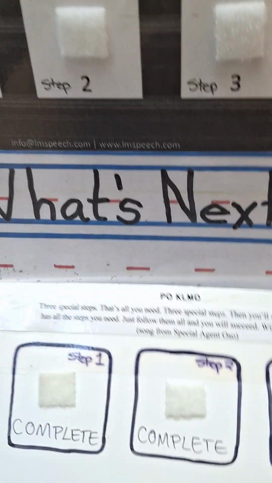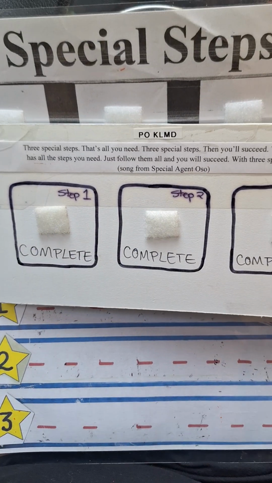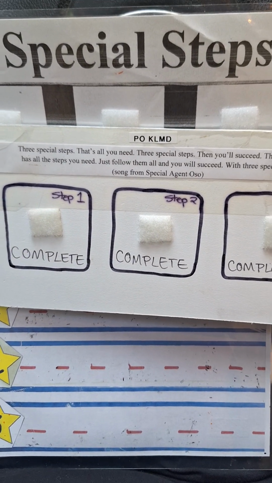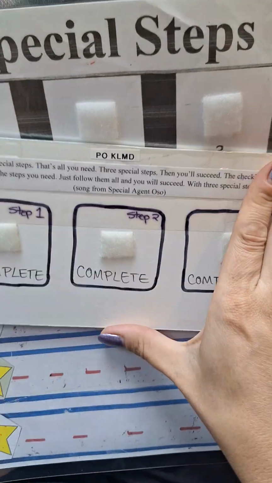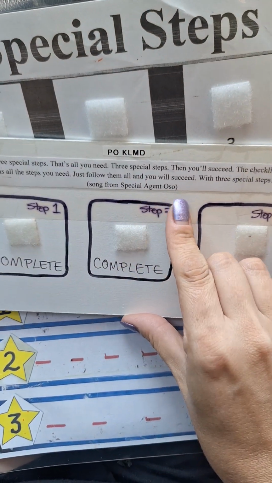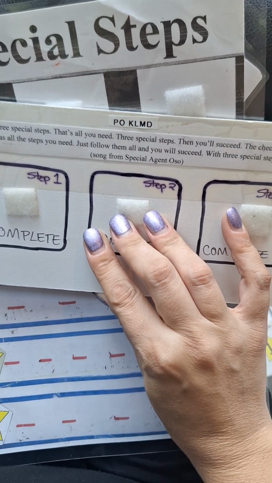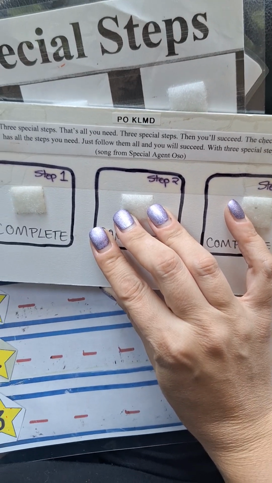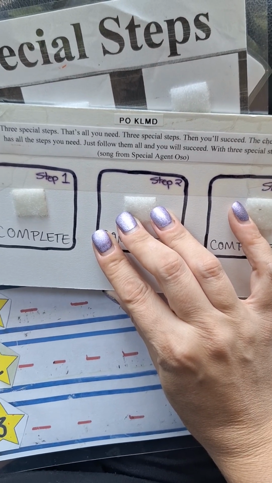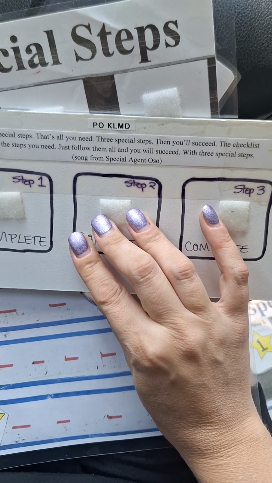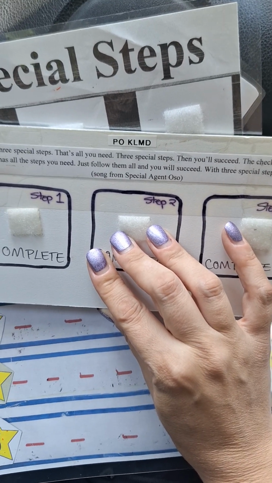Okay, so my daughter just got in the car because I'm sitting at the bus stop. This is the old one that I used when he was a little kid. Miss Galate, this is from Special Agent Oso. 3 special steps. That's all you need. 3 special steps, then you'll succeed. The checklist has all the steps you need. Just follow them all and you will succeed with 3 special steps.